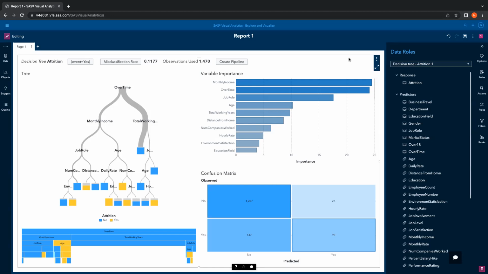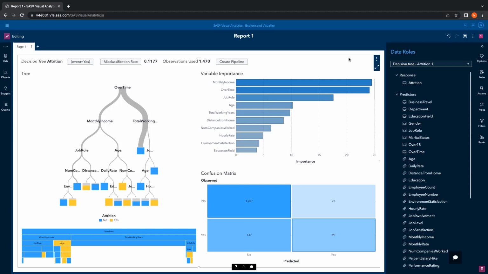And as you can see, we can make the prediction that monthly income is the most important variable when it comes to predicting employee attrition. It also shows overtime as well as job role and age. All right, and then moving into our third question, this asks us to review our confusion matrix. So that's in the bottom right-hand corner of the screen there.